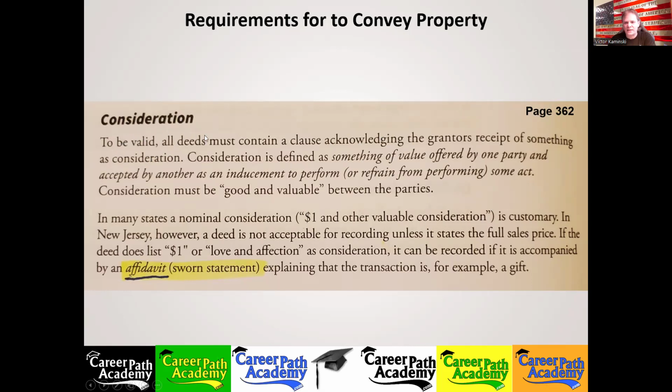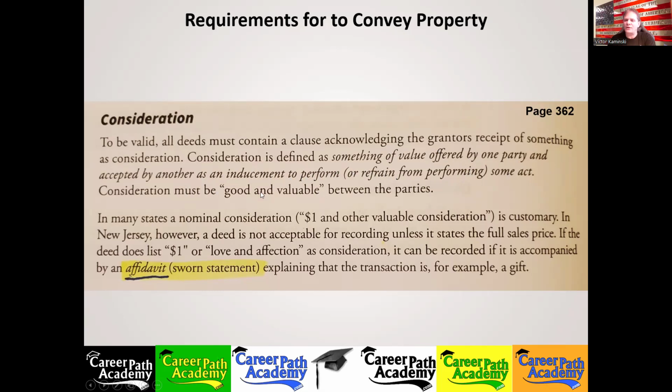One of those things we were talking about in order for a deed to be valid as well, just like any contract, in order for any contract to be valid, there has to be some form of consideration given or received between the parties. So to be valid, a deed must contain a clause acknowledging that the grantors received receipt of something from that buyer as consideration. And consideration is defined as something of value offered by one party and accepted by another to induce them to perform or refrain from performing some act.